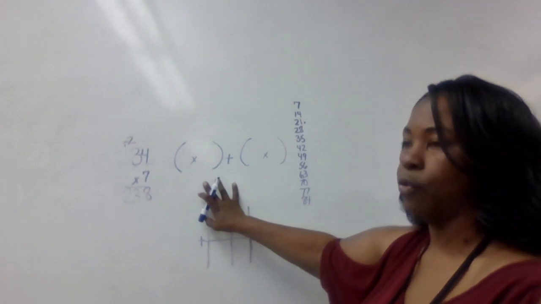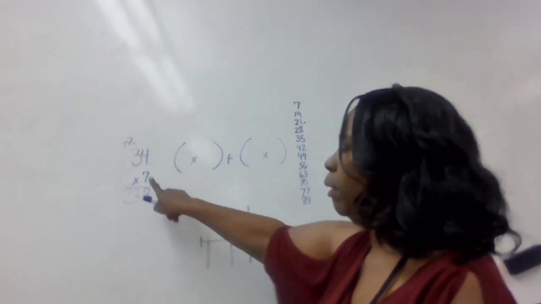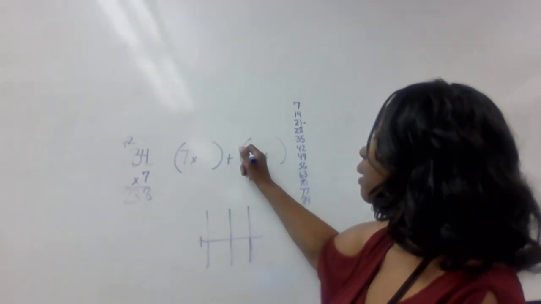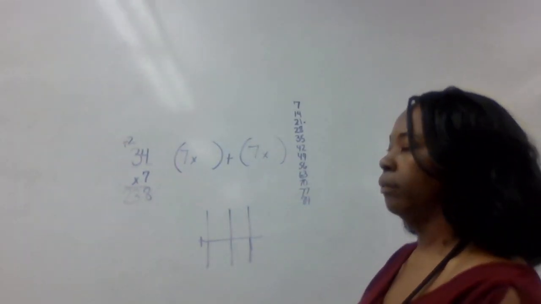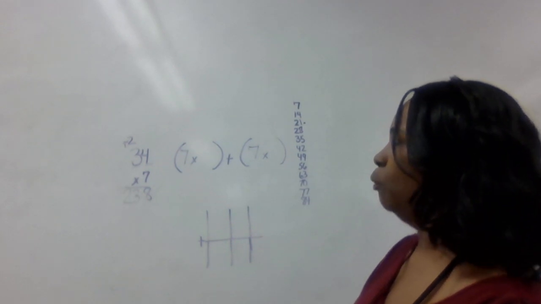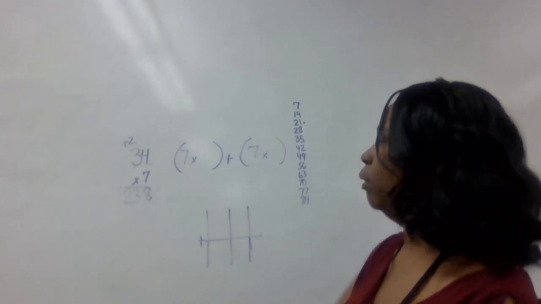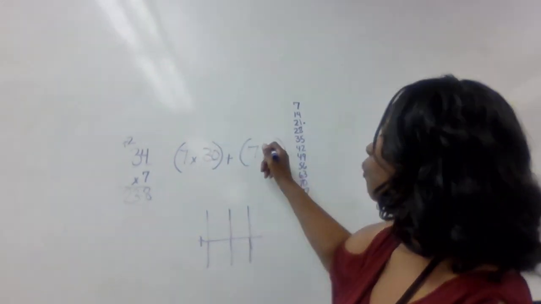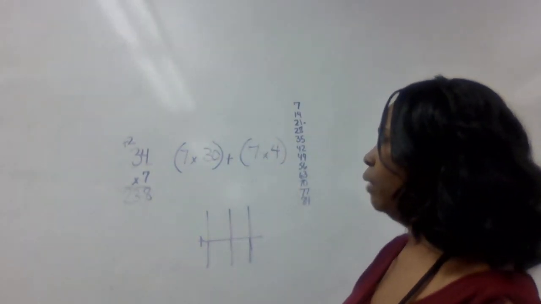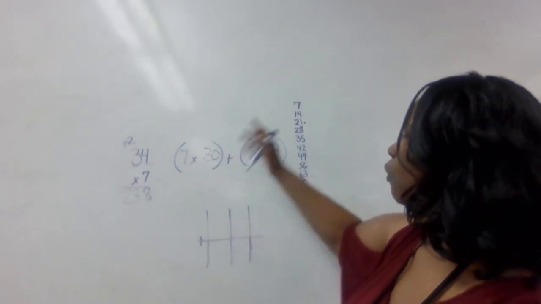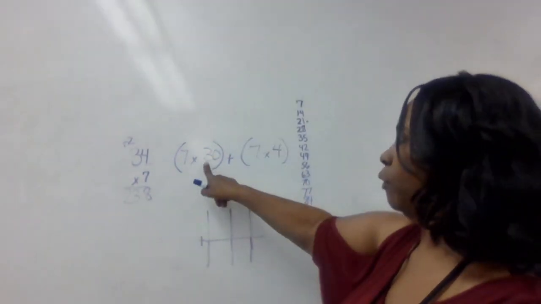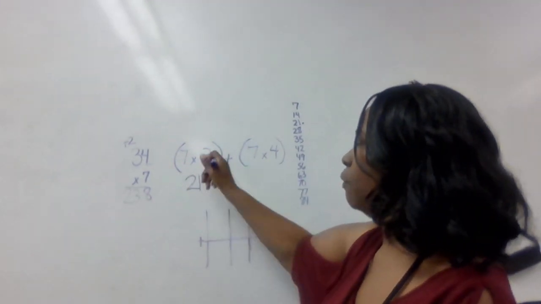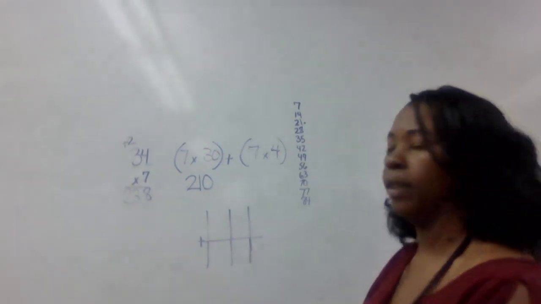Now we're going to do the distributive property. Okay? We're multiplying by 7, so that's going to go on both sides of our distributive property. Now, what is the expanded form of 34? 30 plus 4. So now we're going to do 7 times 3. You can still use your multiples. You're going to go down 3: 1, 2, 3, that's 21. How many zeros do we have? 1. So that goes with it.